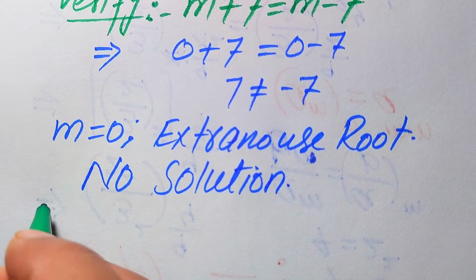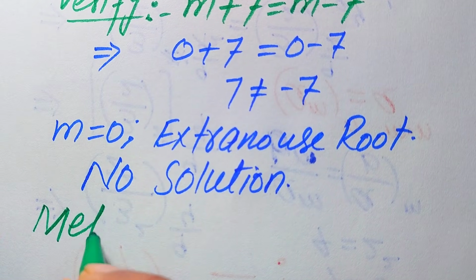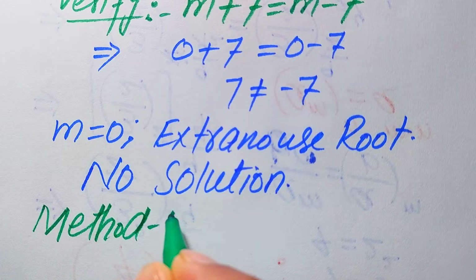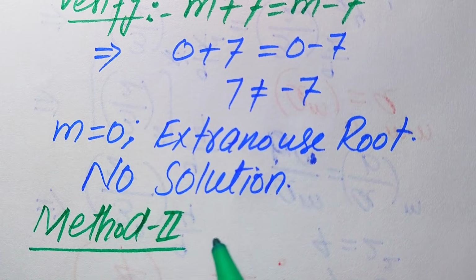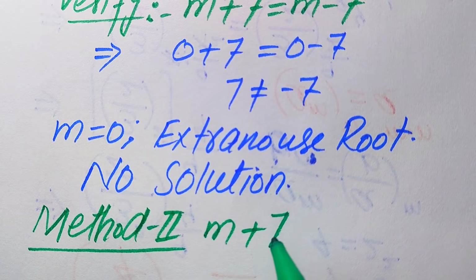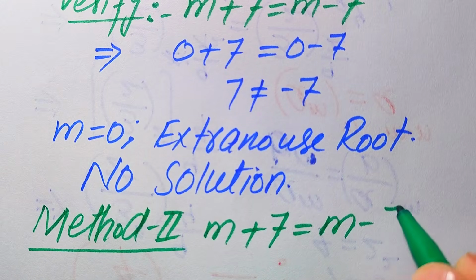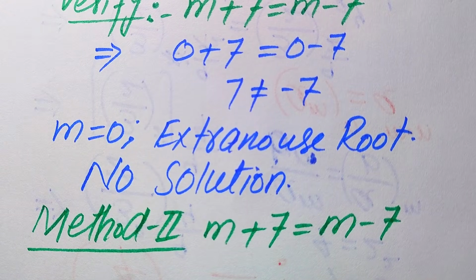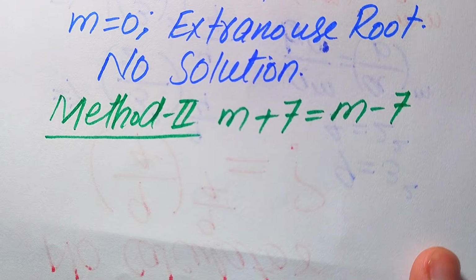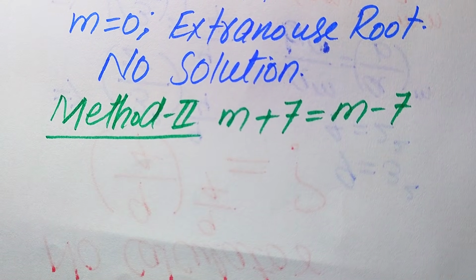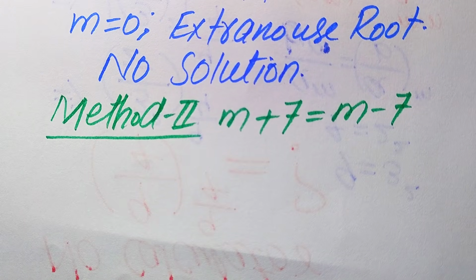And now we again solve this problem by the second method. For the second method, we need to copy down the given question statement. Here it is, m plus 7 is equal to m minus 7. This is our given question statement. Our second method is a very straightforward method, and here we directly conclude the solution set of this problem.